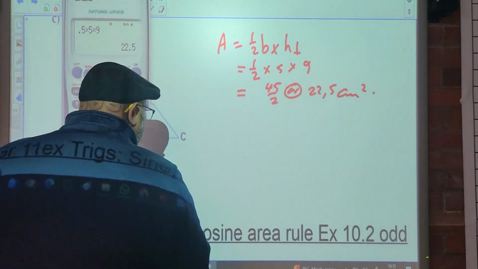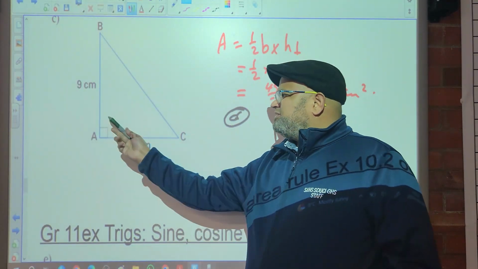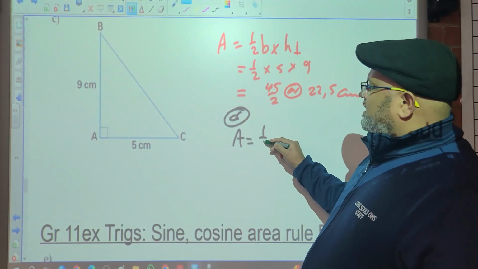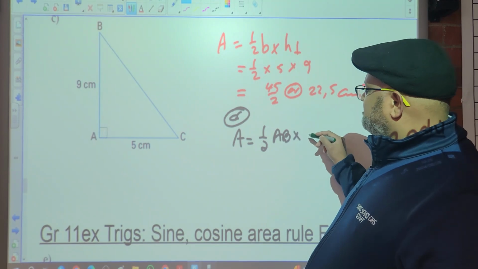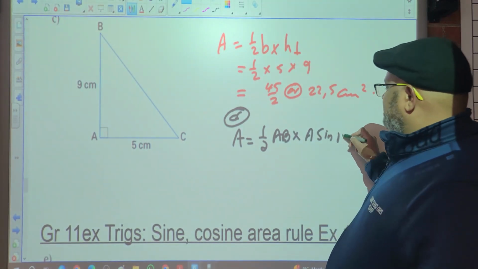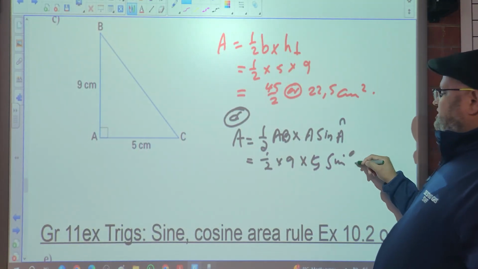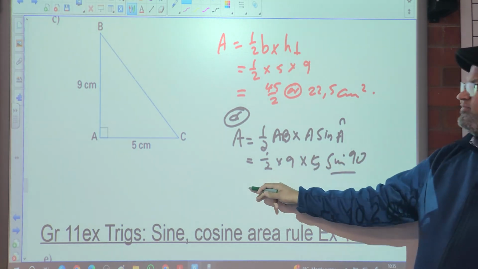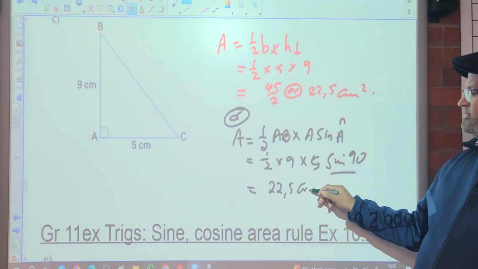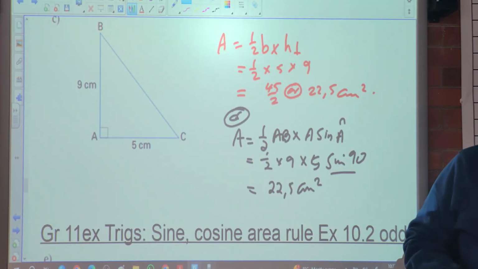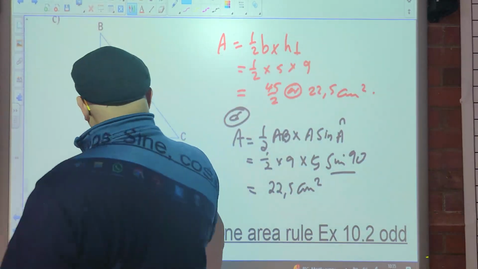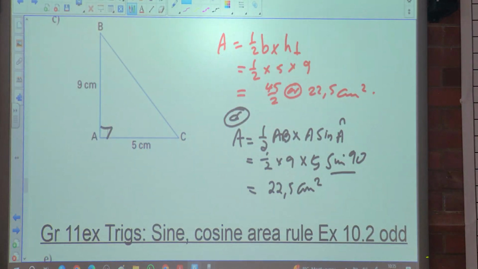People, otherwise, if you had used the area rule, it would have been just the area is equal to half AB times AC sine of angle A, which would be a half times 9 times 5 times sine of 90. But we know sine of 90 is 1. That's why this would have also given you 22.5 centimeters. Can you see that, people? But we should have identified that, hang on, this is a 90 degree, so I didn't need the area rule. But if you had used the area rule, you would have gotten the same answer. You guys understand? Okay.